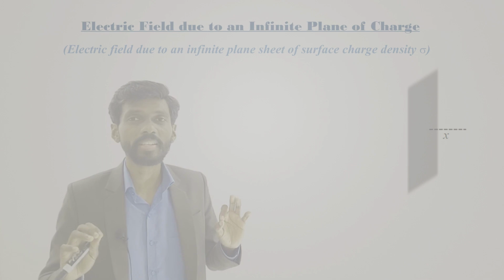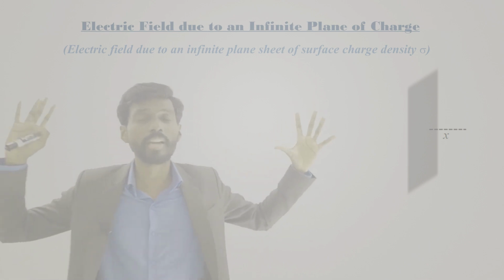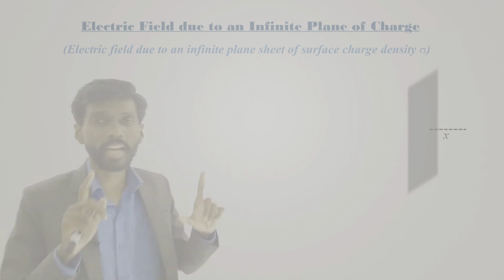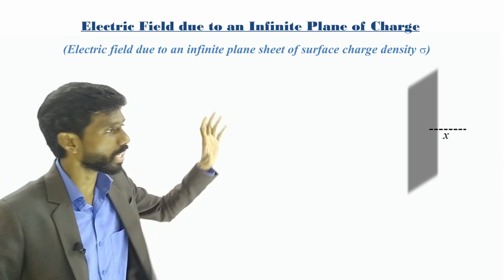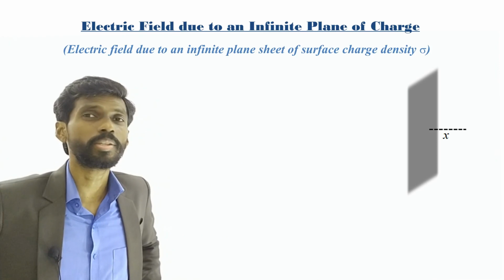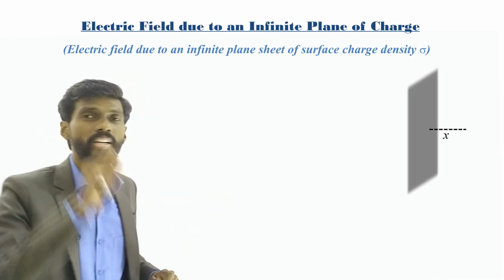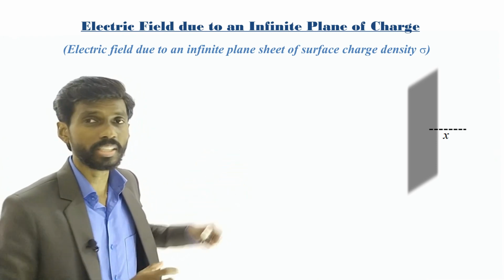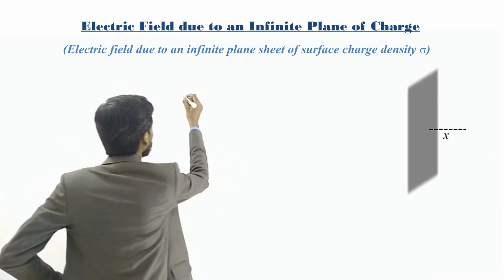So it doesn't really matter. Once the size becomes infinitely large, it doesn't matter whether it is a circular shape or a rectangular shape. We can use the formula for the electric field due to a disk and increase the radius to infinity. That will give you the electric field due to a large plane. Do you understand?